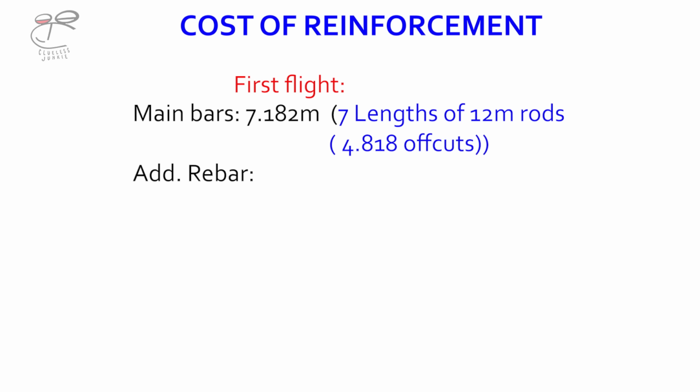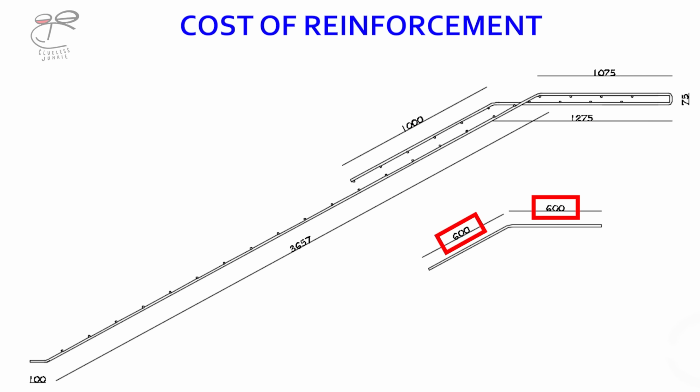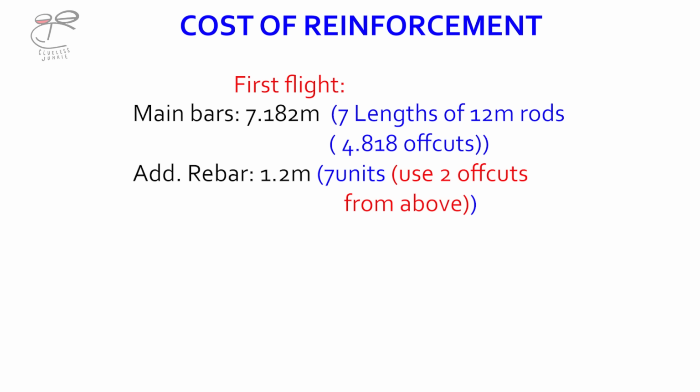We do the additional rebar, and that's 600 millimeters plus 600 millimeters. That's about 1.2 meter. We use 2 offcuts from above, that's from the 4.818. Then we'll do the distribution bars.